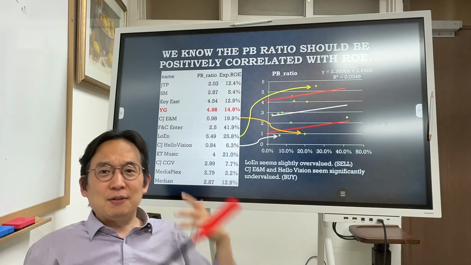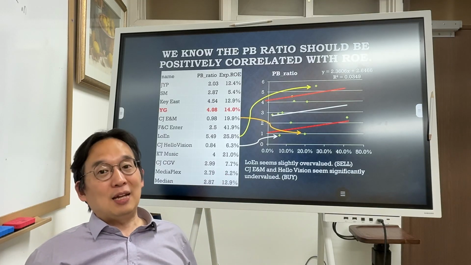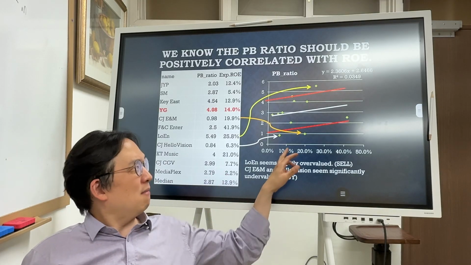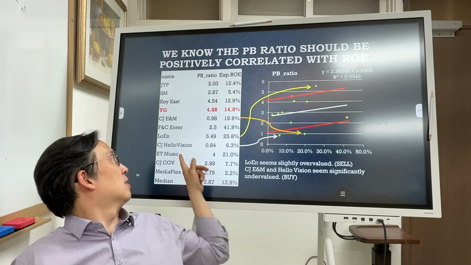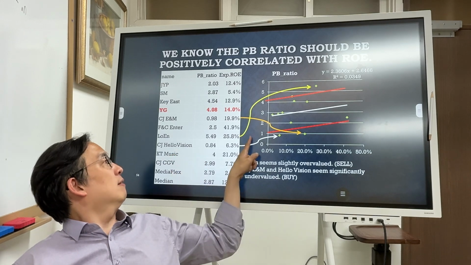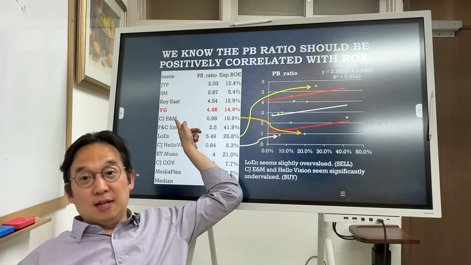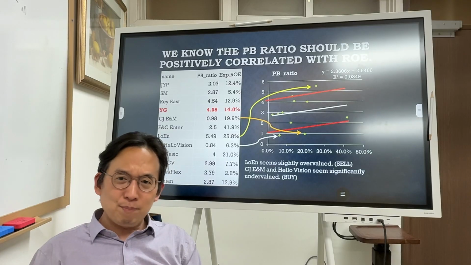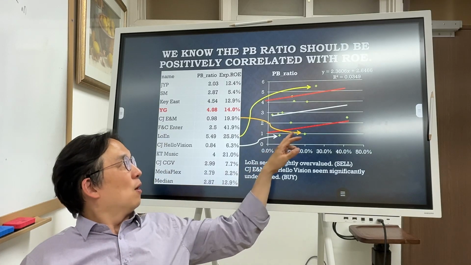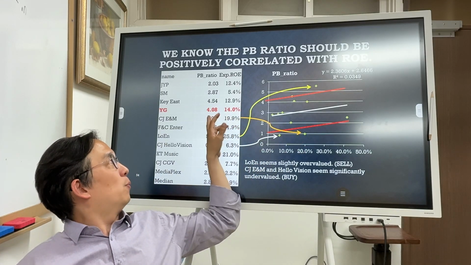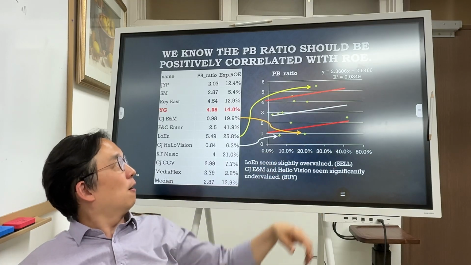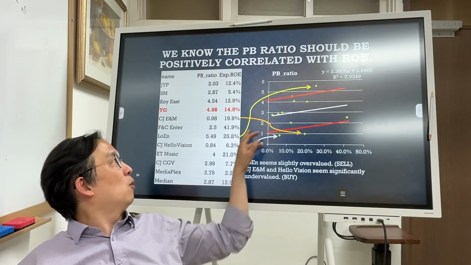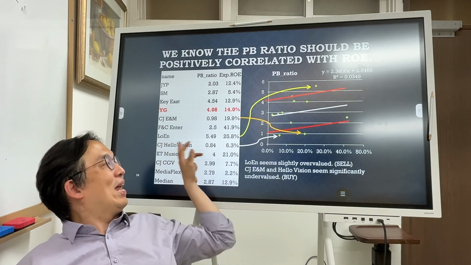I don't know. If I had to find anything that is really undervalued, maybe these two stocks, Hello Vision and, what is it, CJENM. So I was like, should I buy it? YG is 4.08, something there, and some stocks seem to be overvalued, at the low end.